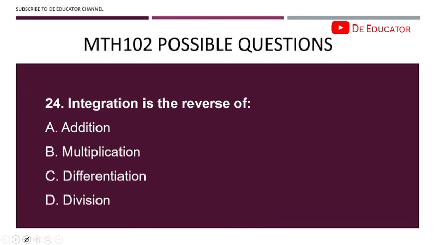So the next question, 24. Integration is the reverse of, this one is another bonus question, differentiation. So the opposite of integration is differentiation. So let's move to the next question.